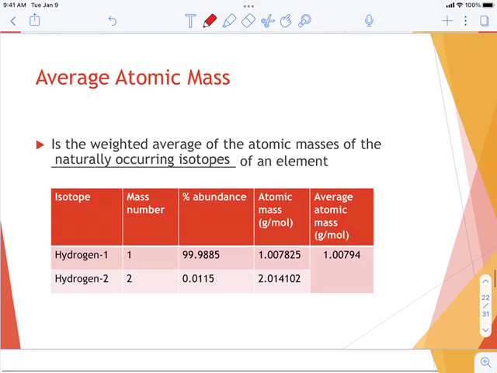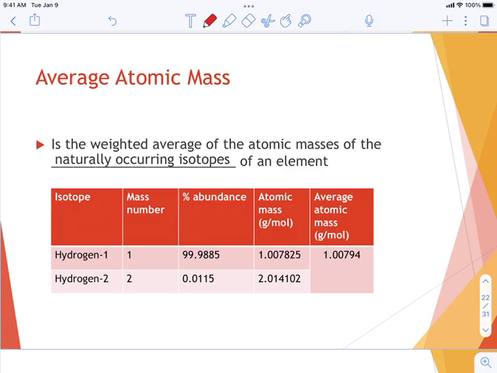And lastly here, the average atomic mass. This is the number that you see below the element symbol on the periodic table. It's a decimal number. So how do we arrive at that decimal number? What that is, it's the weighted average of all of the atomic masses of the isotopes.